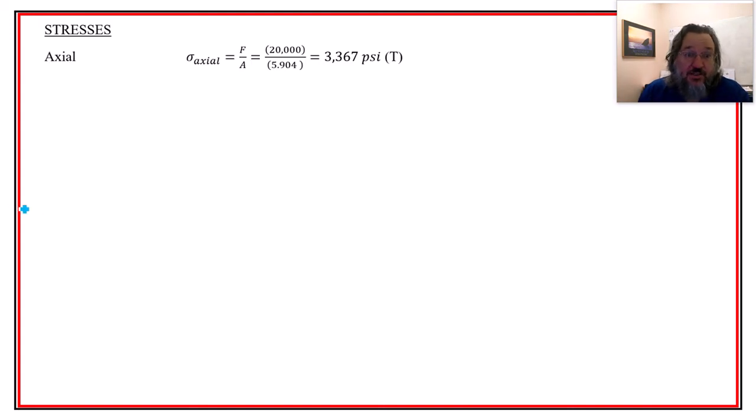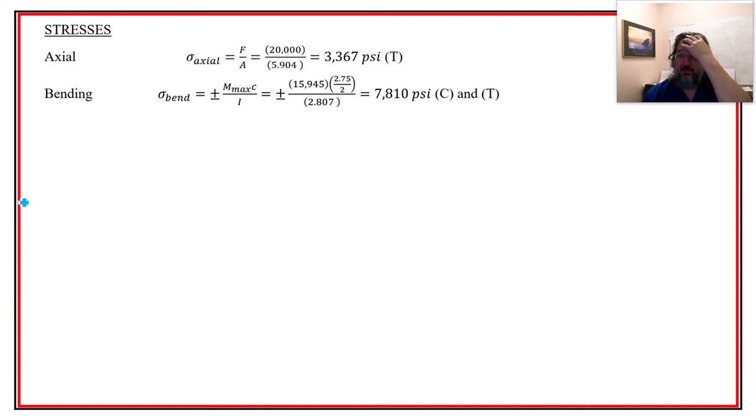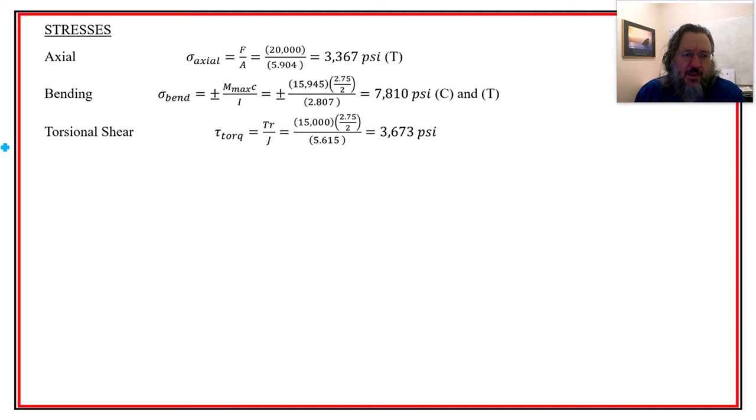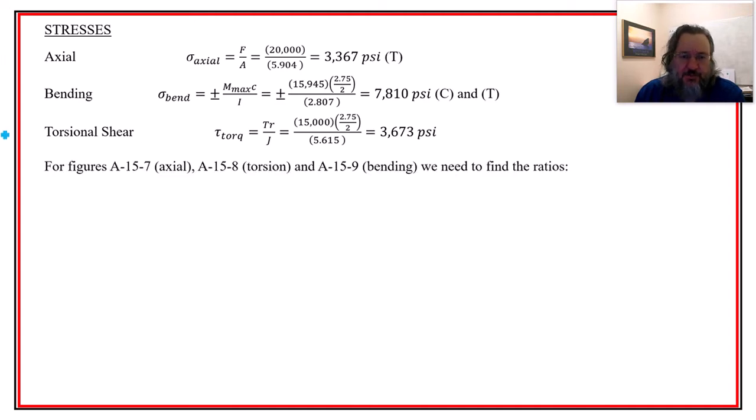Now we get the stresses. Axial is obviously in tension. Bending is going to be both tension and compression, but they're going to combine with the axial, so we might as well use the tension side of the bending. And then torsional shear is going to be this value, just TR over J.